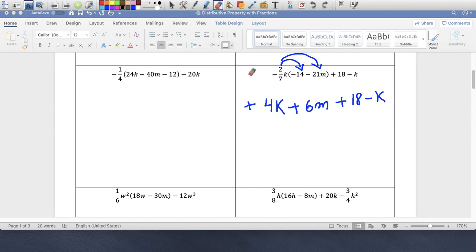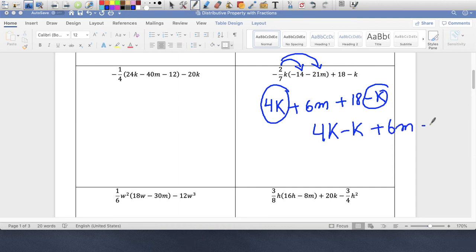I'm going to erase this guy because we don't need it. So can I combine anything? I combine this guy with this guy. 4k minus k, and then I'm going to write the plus 6m plus 18. 4k minus k, don't forget there's a 1 in here, so it's 4 minus 1, that's giving 3k plus 6m plus 18.